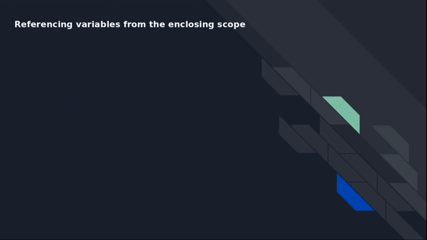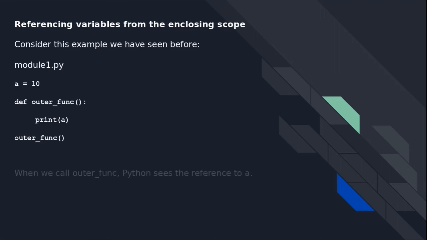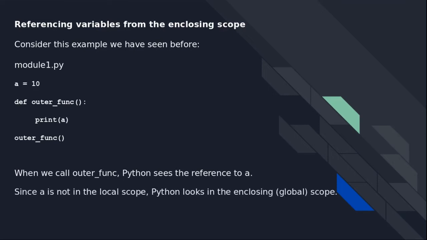Now, let's look at the topic referencing variables from the enclosing scope. In this example, when we call outer func, Python looks at the references to A. Since A is not defined in the local scope, Python looks in its enclosing scope, and it is able to find that variable defined there, and because of that it is able to print the value of A in outer func.